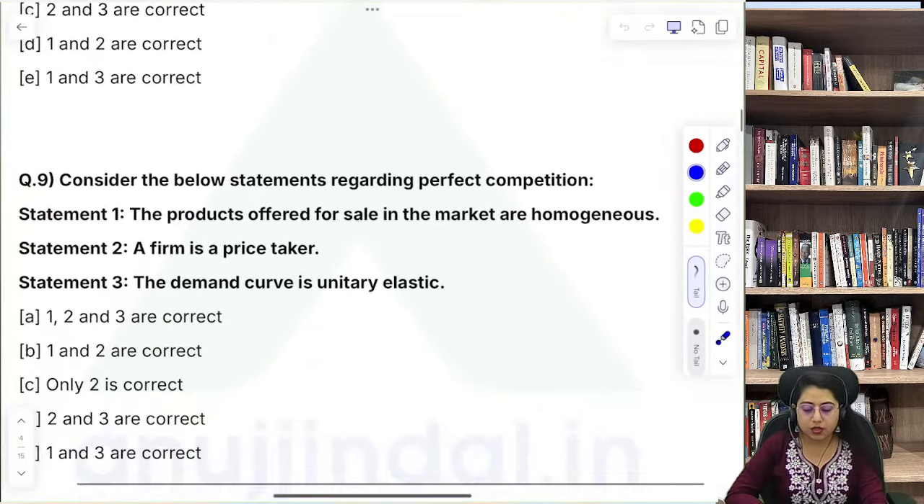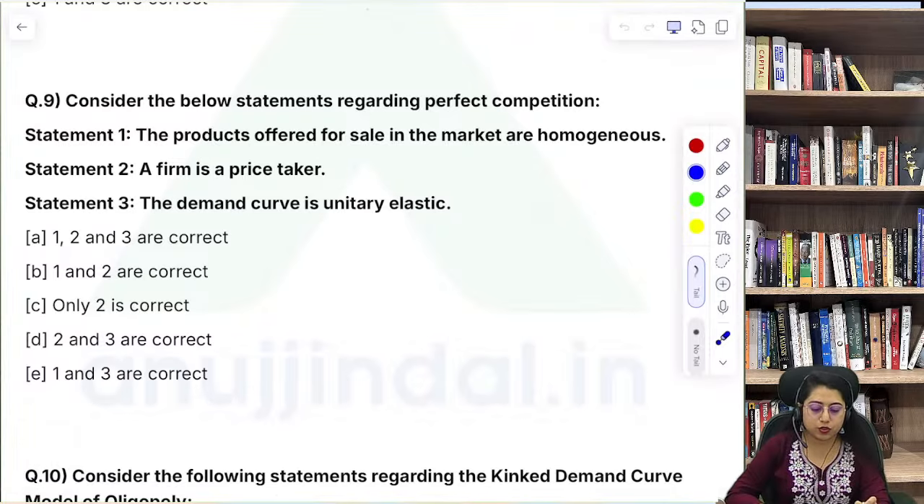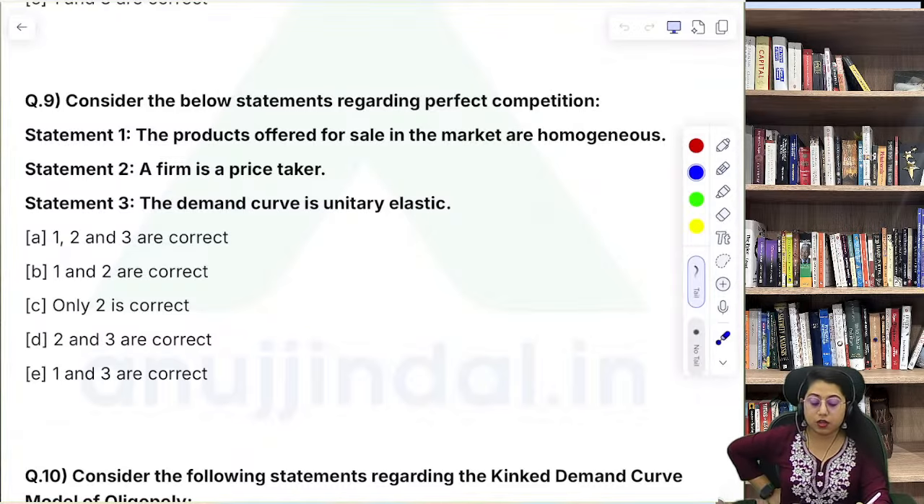Consider the below statements regarding perfect competition. The products offered for sale in the market are homogeneous. A firm is the price taker. The demand curve is unitary elastic. What do you think is the right answer? What do you think are the correct statements? Question number 9.